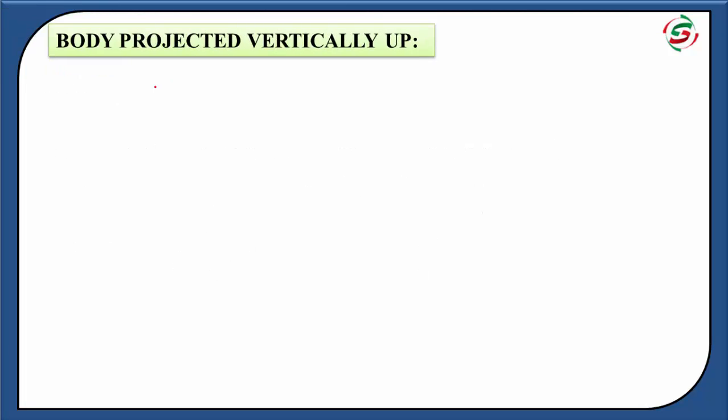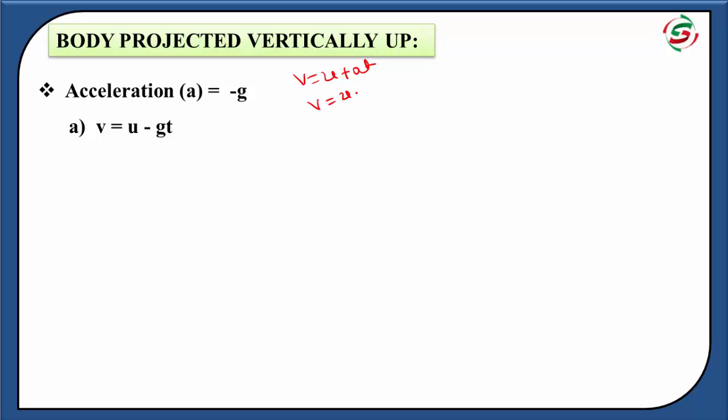And when the body is projected vertically up, exactly opposite to the vertically downwards, the acceleration a is equal to minus g and v equal to u plus at. The actual formula is v is equal to u plus a into t, but here a is equal to minus g, so v is equal to u minus g into t.